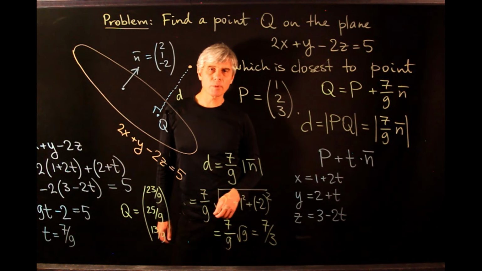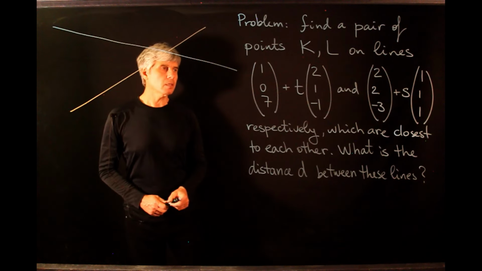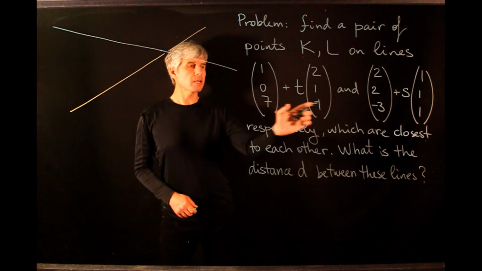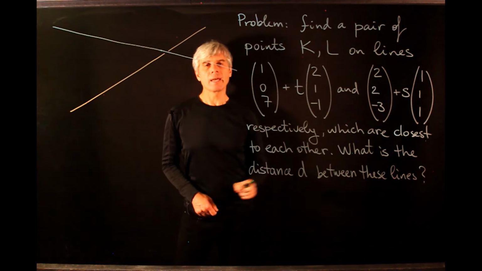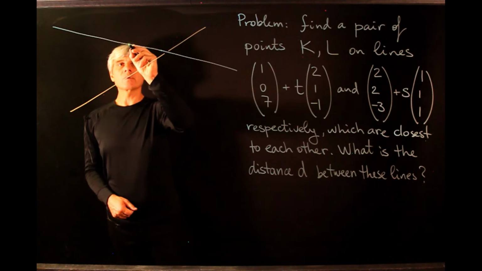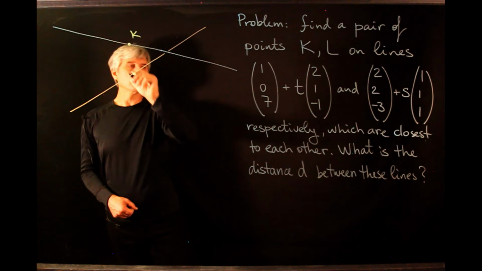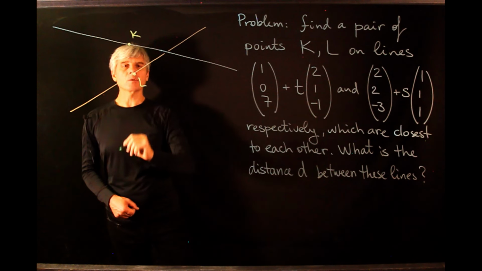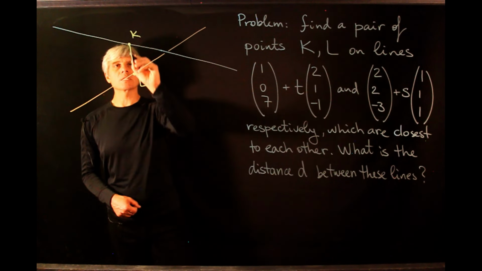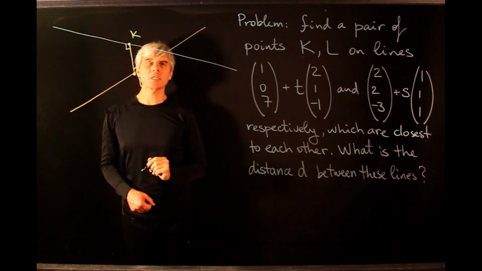Let's do another problem of this kind, but now with lines instead of planes. Here we have two crossing lines in R3. These lines are given by their parametric equations, and these two lines do not intersect. What we need is to find a pair of points, K on one line and L on another, which are the closest to each other. So this means that we have a perpendicular here and we have a perpendicular here.